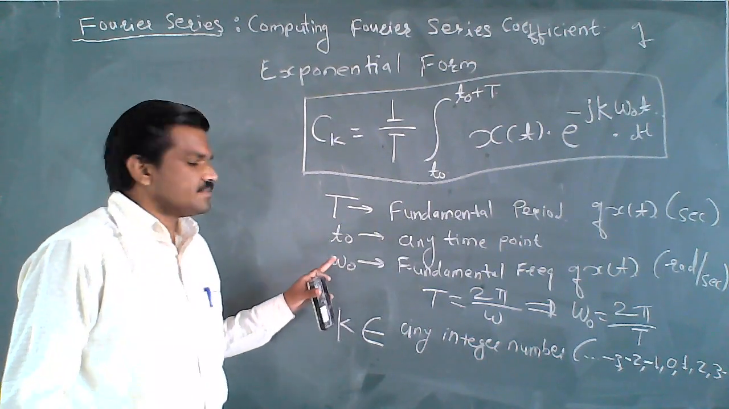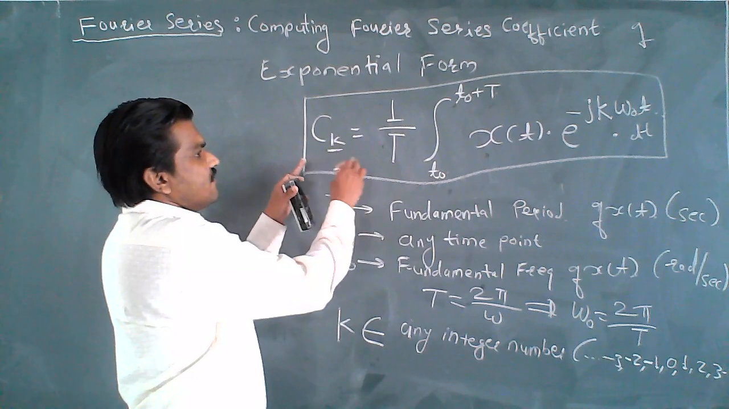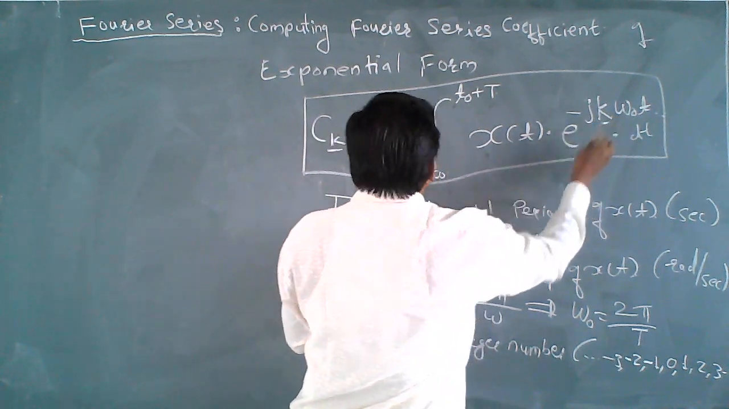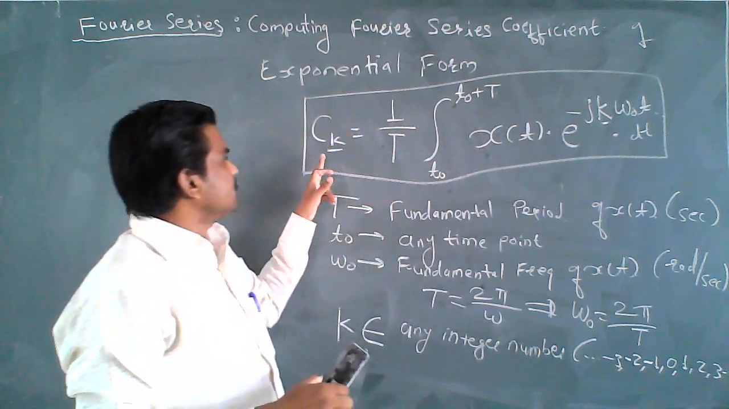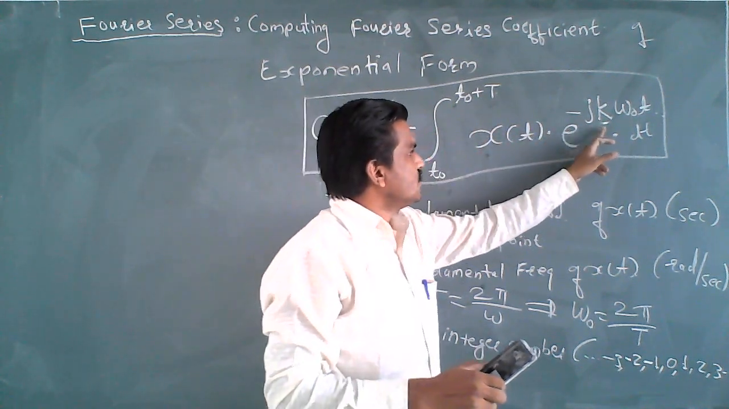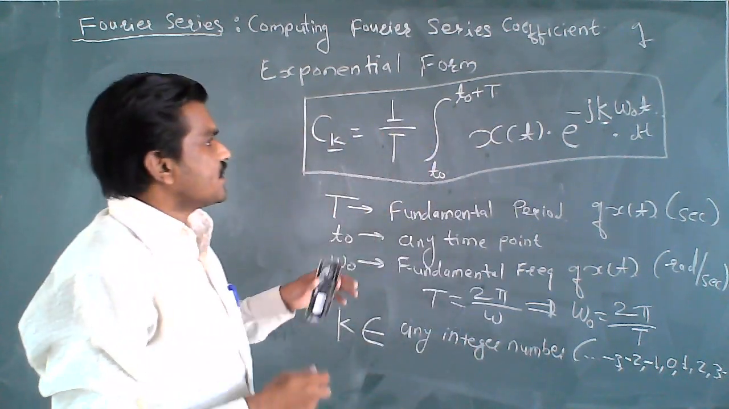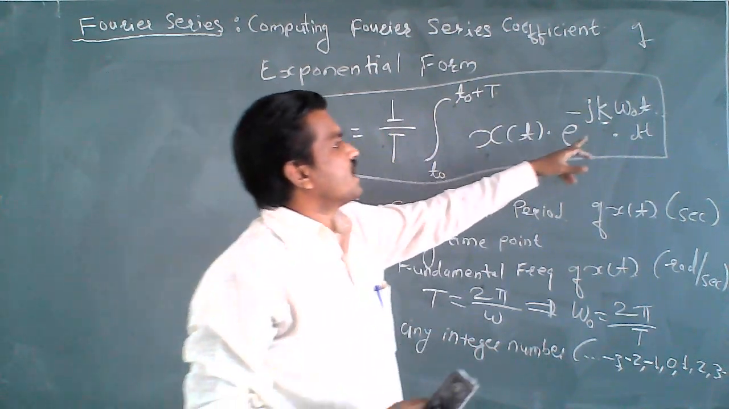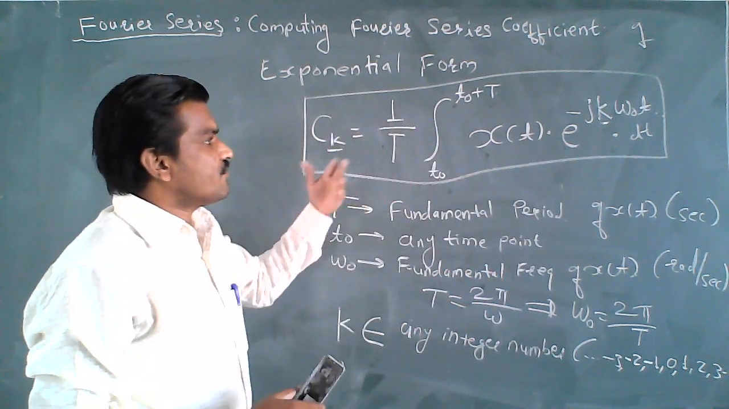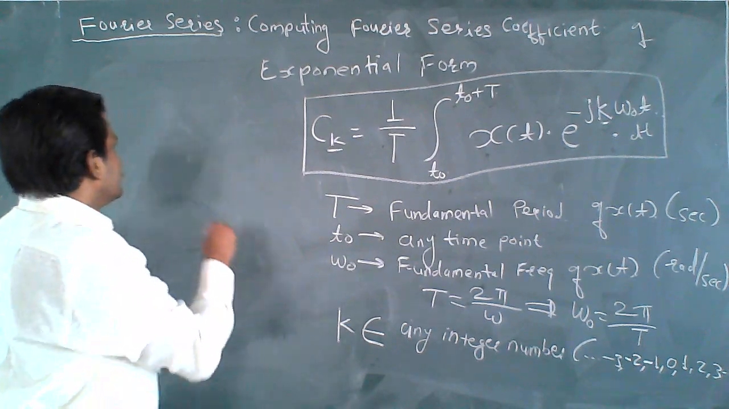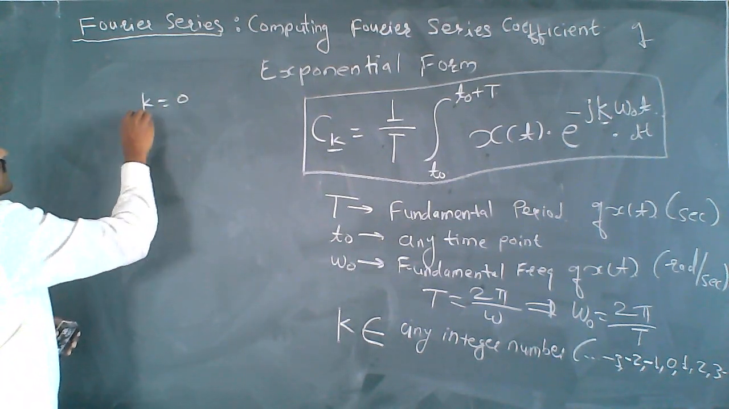Now you can see that this term Ck represents this k thing. When you put k is equal to 1, you will get c1. When k is equal to 2, you will get c2. When you put k is equal to 0, it has a different equation, because this exponential term becomes 1. So we have to find c0 separately. So I will put k is equal to 0 in this equation.